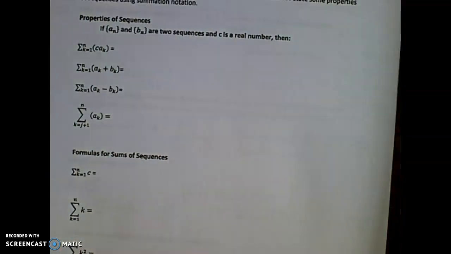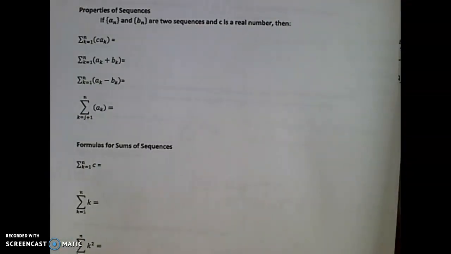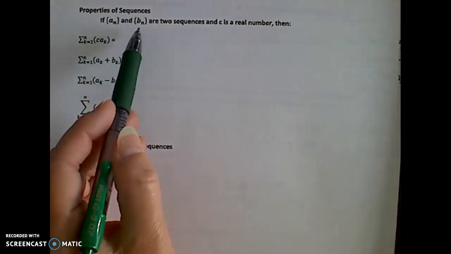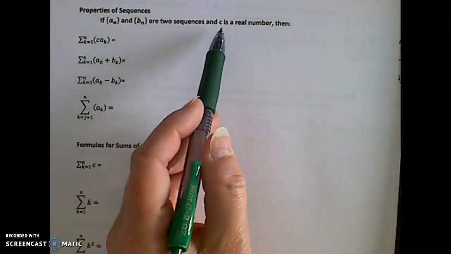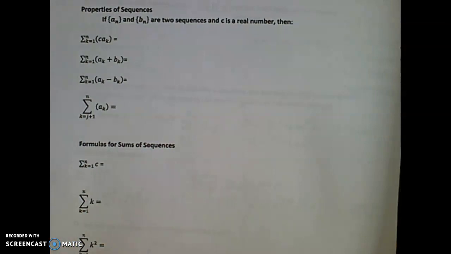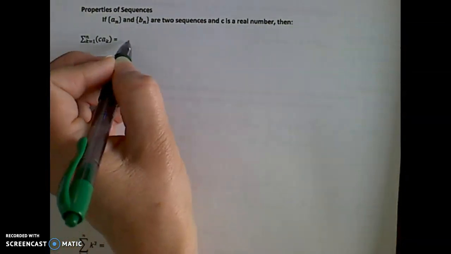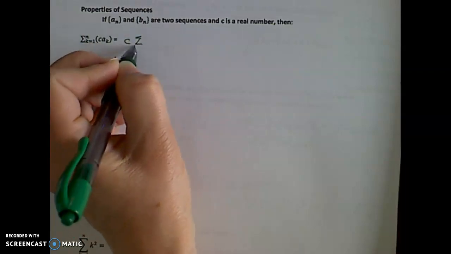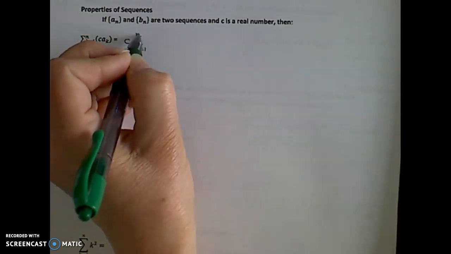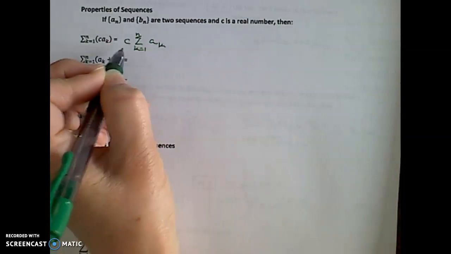Thanks for working through. There are some properties of summations as we're getting used to the notation. If I have two different sequences, a sub n and b sub n, and some number c that is just some constant, you like that word, constant? This is equivalent to, I can take that constant out. We saw that on the previous page. So these two things would be equivalent. I can always take a constant out.